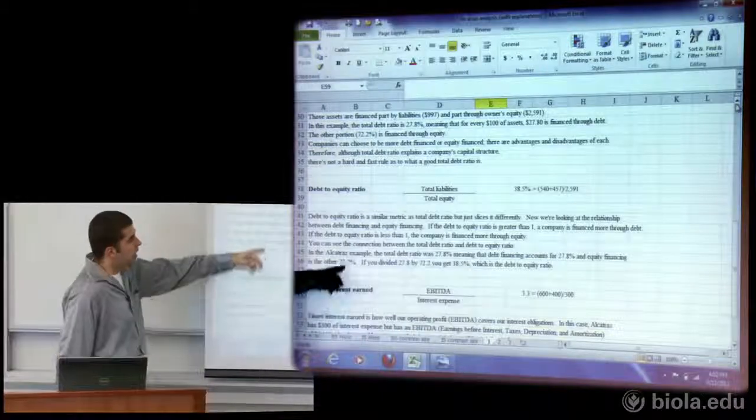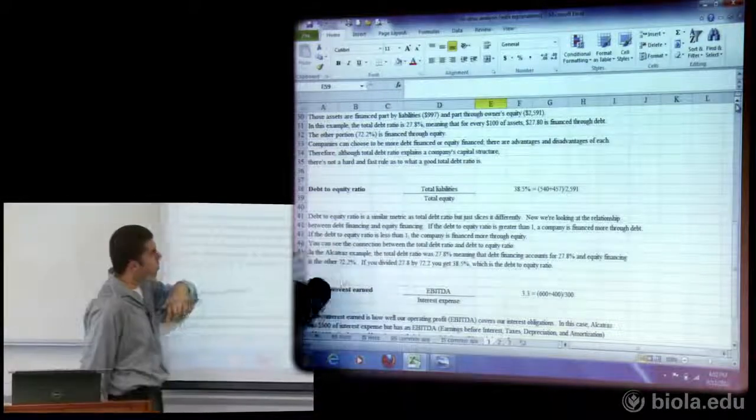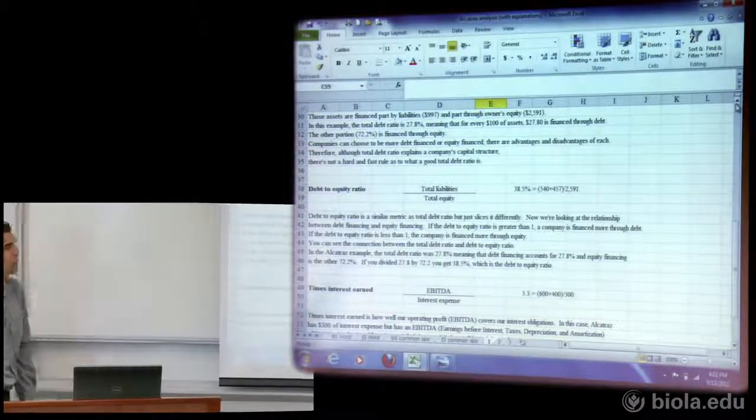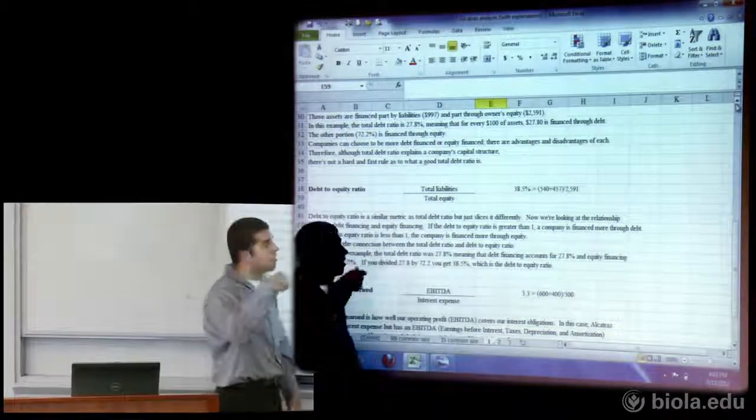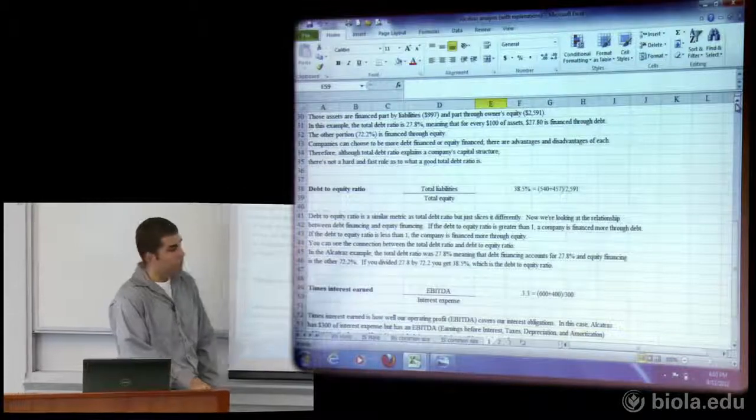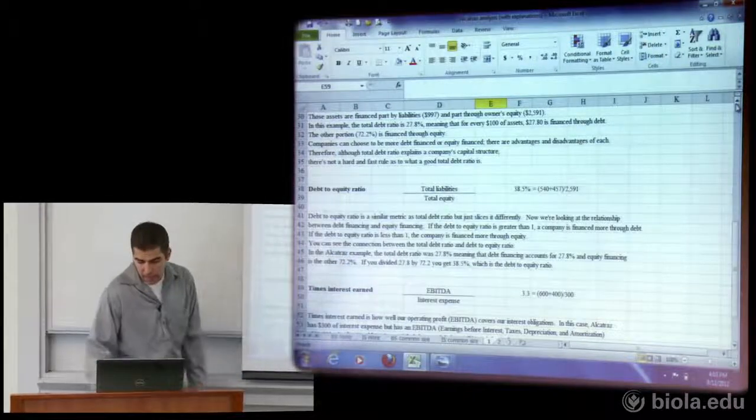So if this was 100%, what would you say? You're financed equally. So anything below 100 would be more equity, and anything above 100 would be more liabilities. Okay? So you can say a similar thing.